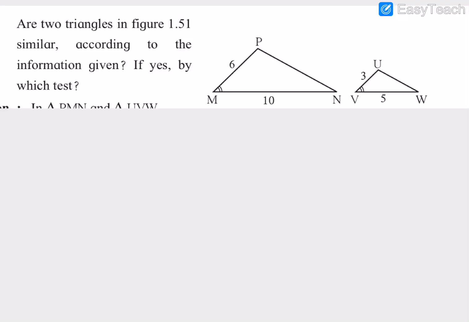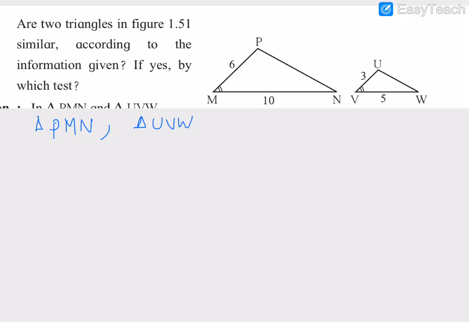So here two triangles are given in the next, second problem. In the figure, two triangles are given, also two pairs of corresponding sides are given, and also given that angle M, you can see marked the same, is equal to angle V. We have to check the similarity of the two triangles and mention which test we use to check the similarity. So we can start in triangle PMN and triangle UVW.